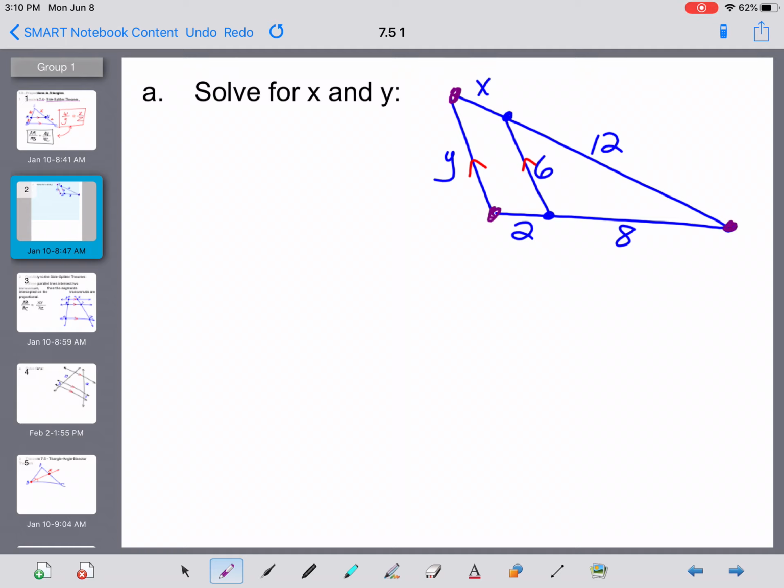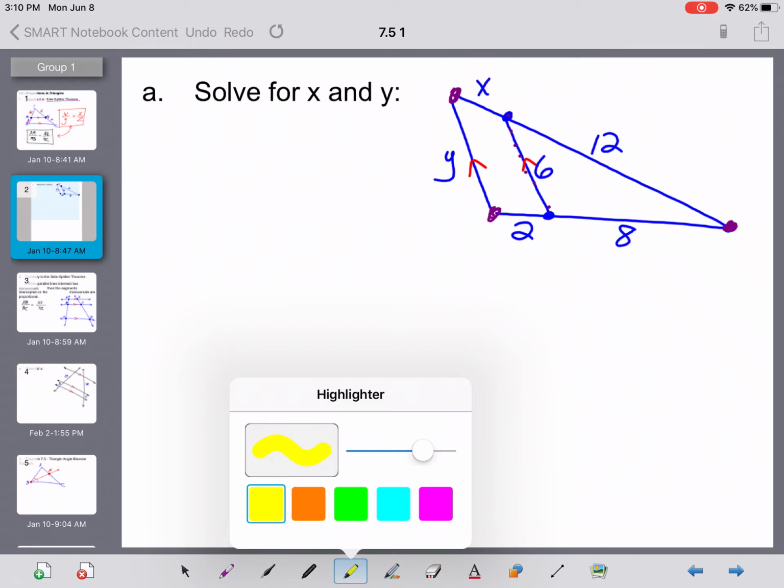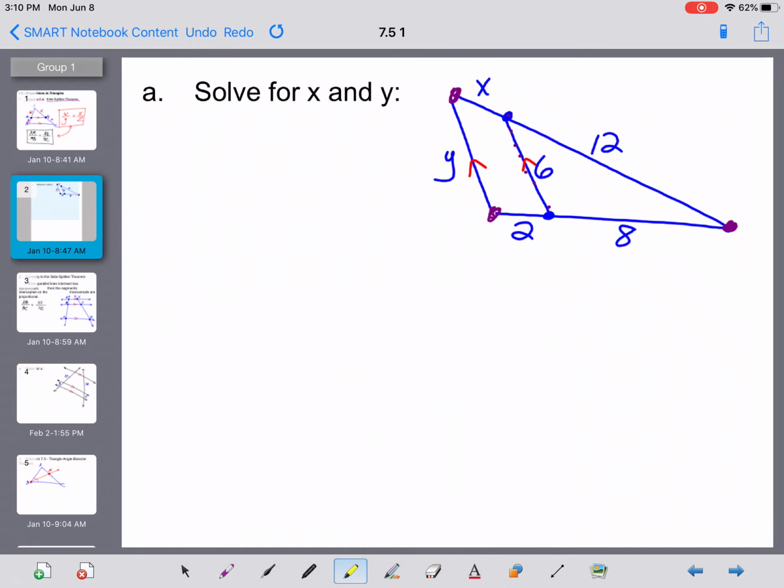And then we have this extra little segment drawn in the middle parallel to one of the sides. So the two sides of the triangle that are being split are this top piece up here, I'll highlight that in yellow, and then this bottom piece right down here. And the side splitter theorem says that as long as that line segment in the middle is parallel to this one over here on the left, they will be split proportionally.